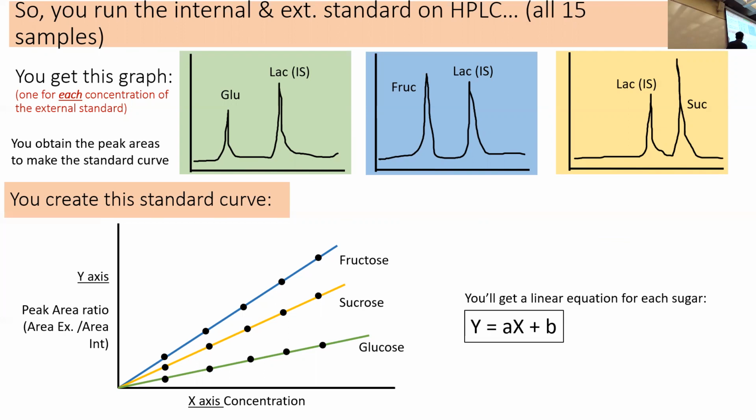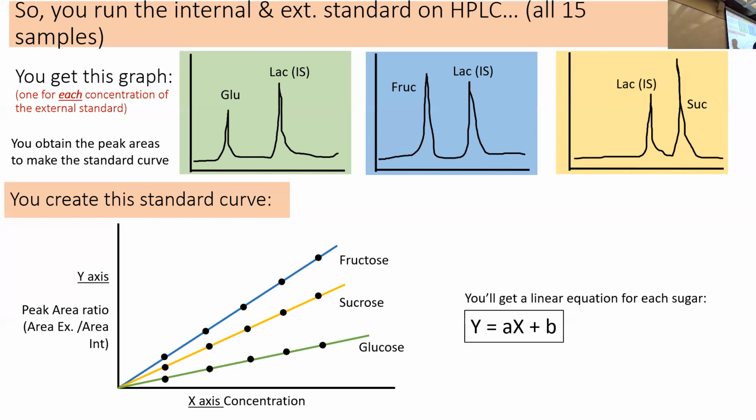They can be separate, but you would have a calibration curve for each of these and an equation of the line for each of these. Your y-axis is the ratio of the area at each concentration, and the x-axis is your concentration of the standard. So you get an equation of the line for each of the lines.